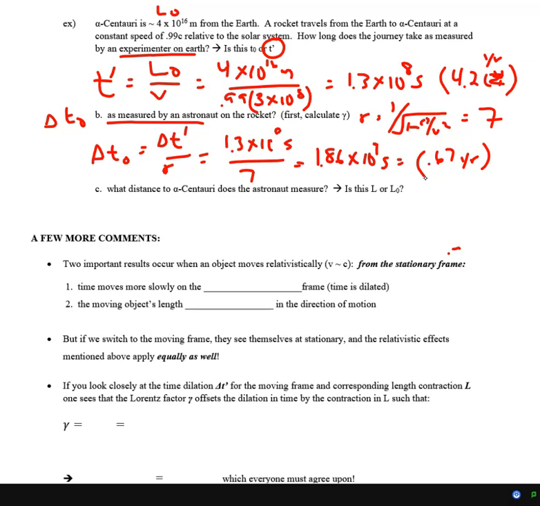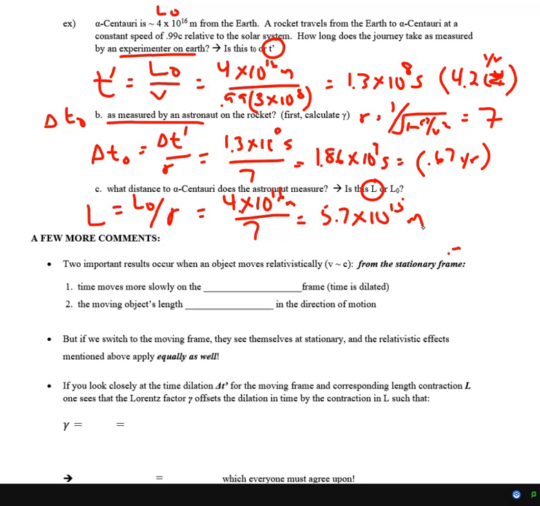Now, what is the distance to Alpha Centauri as measured by the astronauts? Since the object in question is moving relative to them, they are looking for the length, not the proper length. And so we can use the gamma. We can say L equals L naught divided by gamma. Then this simply becomes the 4 times 10 to the 16th meters divided by 7, which of course is 5.7 times 10 to the 15th meters. In other words, it's significantly smaller, 7 times smaller.